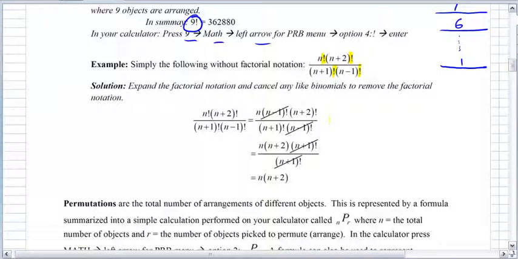Okay, factorial is also useful for other things. For example, simplifying something algebraic like this. If you notice each one of these, there's a factorial in it.